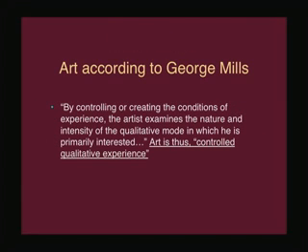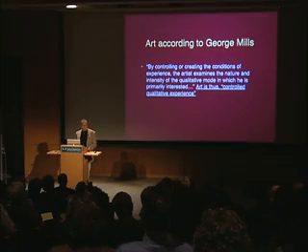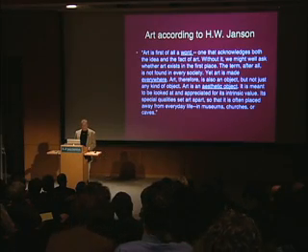You can see that Mills was no enemy of notions of art. He was trying to make sense of it, and he described it as controlled qualitative experience. But how do we control the qualitative experience of others? How do we evoke for them what we intend in something?